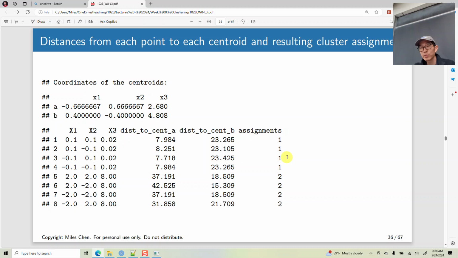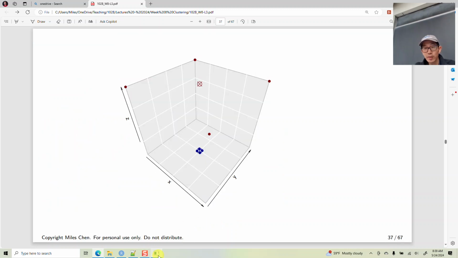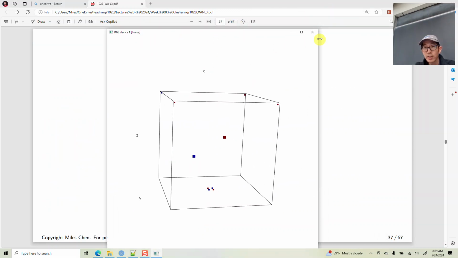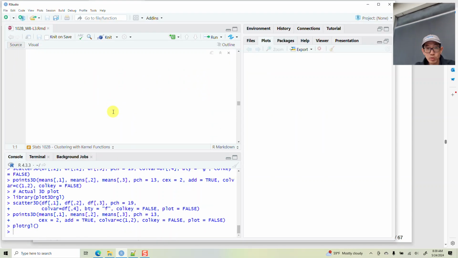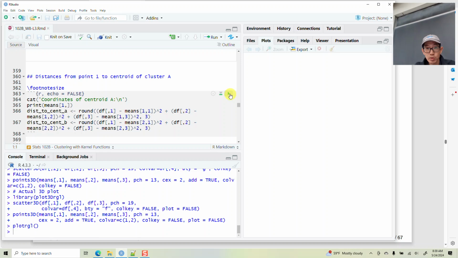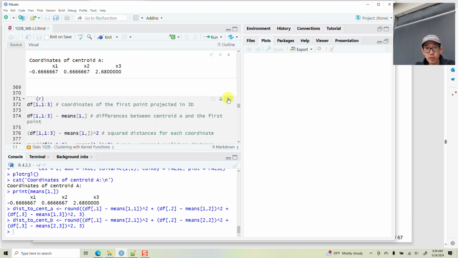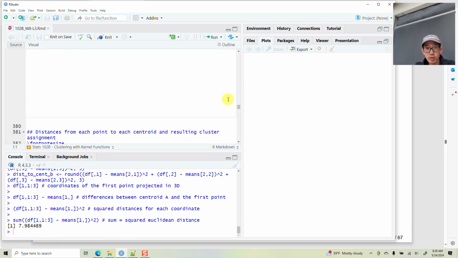Okay, so when you reassign them, the 4 points on the bottom based on these distances get assigned to cluster 1, and then the 4 points on the ceiling get assigned to cluster 2. And then if you run this second thing, then calculate these distances.